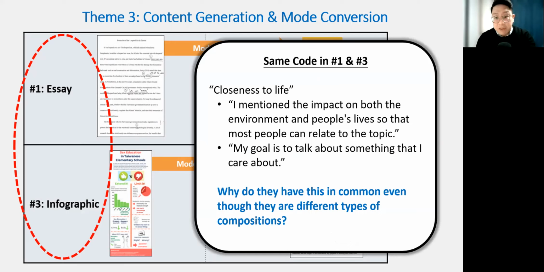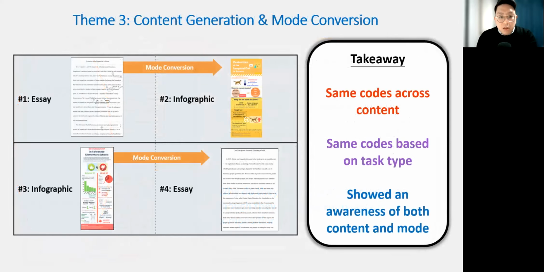So here are some examples. I mentioned the impact on both the environment and people's lives so that people can relate to the topic. And my goal is to talk about something that I care about. So they described assignment 1 and assignment 3 in a way that they wanted to be writing or composing something that people could relate to or that they could personally relate to. And I wondered, why was this something that they had in common, even though these were very different types of compositions?